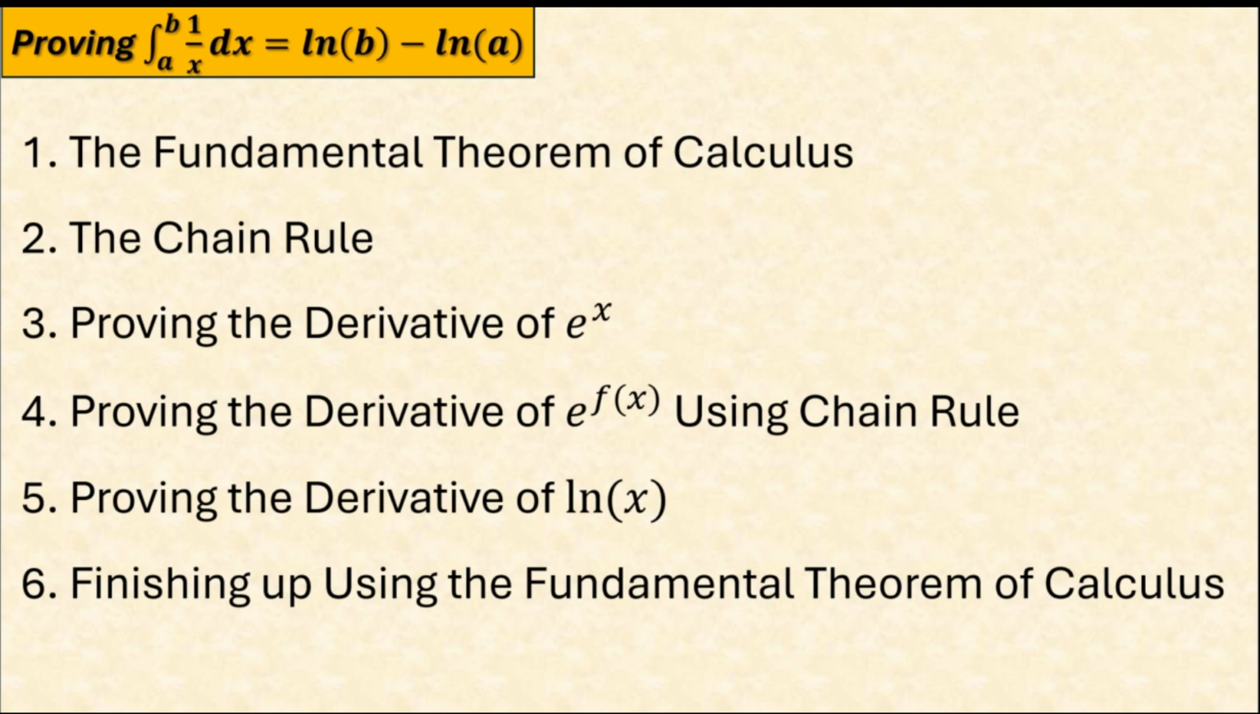This proof has 6 steps. First, I'll go over the fundamental theorem of calculus, then I'll go over the chain rule and how it applies to our problem, then I'll go over proving the derivative of e to the x, which will help in the next step where I prove the derivative of e to the f of x using the chain rule. Then I will prove the derivative of the natural log of x using the previous steps, and finally I'll finish off the proof by using the fundamental theorem of calculus to tie this all together, getting us the desired result.